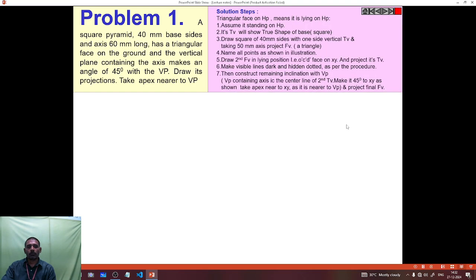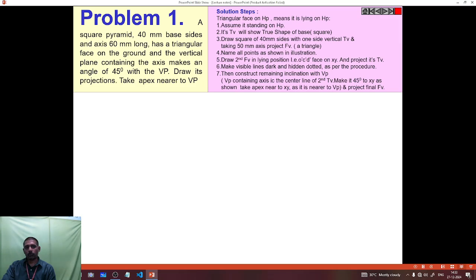So we are going to see the problems. The problem is a square pyramid. Base side is 40 mm and axis height is 60 mm. It has a triangular face on the ground. The vertical plane containing the axis makes an angle of 45 degrees with the VP. Draw its projections. So this is the question.